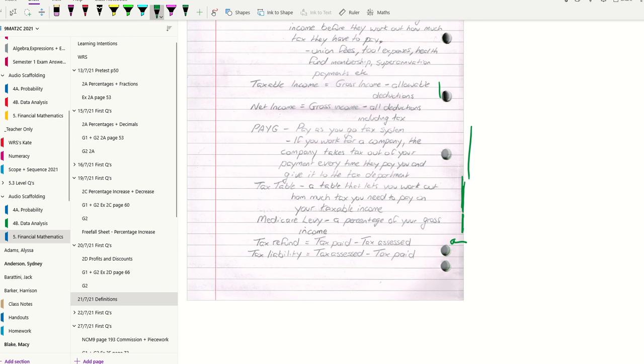If you manage not to pay enough tax through the year because you've worked a couple of different jobs and on each job they're not taking out enough tax, then you'll end up with a tax liability, which means that you won't have paid enough tax. Your tax liability will be equal to how much they assess that you should have paid minus the tax that you have paid.